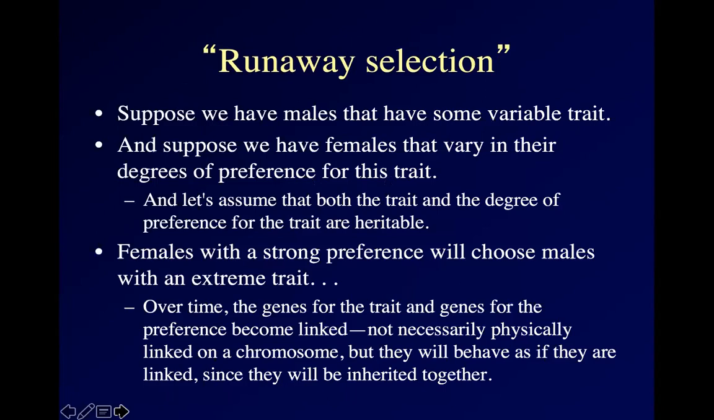Suppose we have males that have some trait that varies. In the case of cucumber beetles, there are some males that are fast strokers and some males that are slow strokers. Suppose we have females that vary in their degree of preferences for the trait. Some females prefer slow stroking males, and some females prefer fast stroking males.